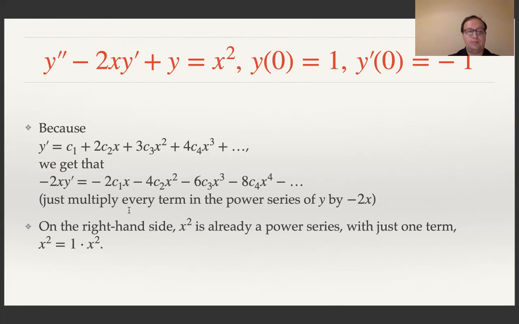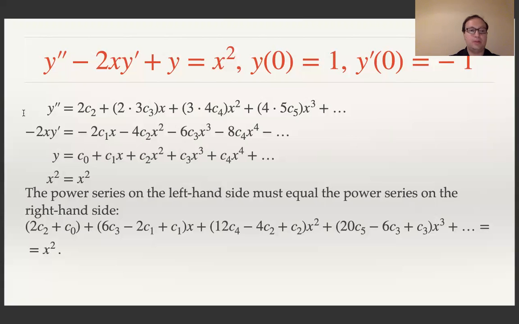And finally, on the right-hand side of the equation, x squared is already a power series with just one term, namely x squared. And now we know the power series of all the terms in the equation. We computed the power series of y double prime. We computed the power series of minus 2xy prime. The power series of y is what we started with, and x squared is its own power series.